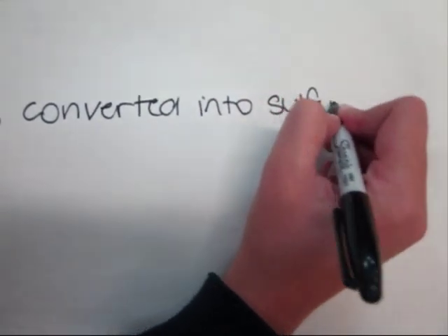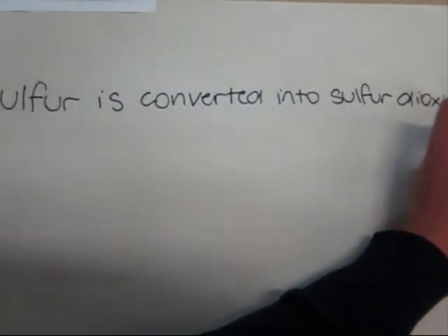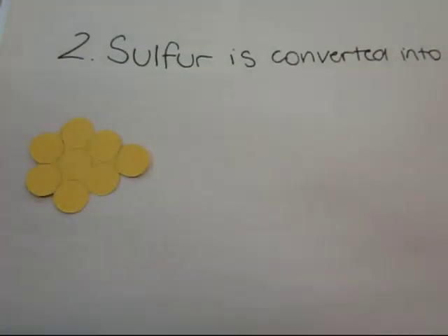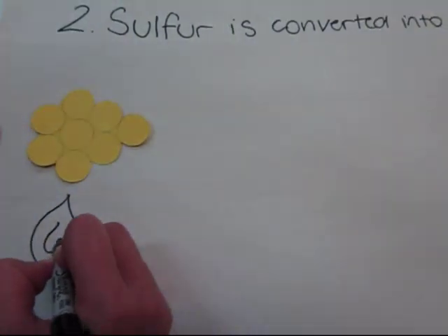This can come from numerous sources. For example, it may be burnt in air to produce sulfur dioxide.